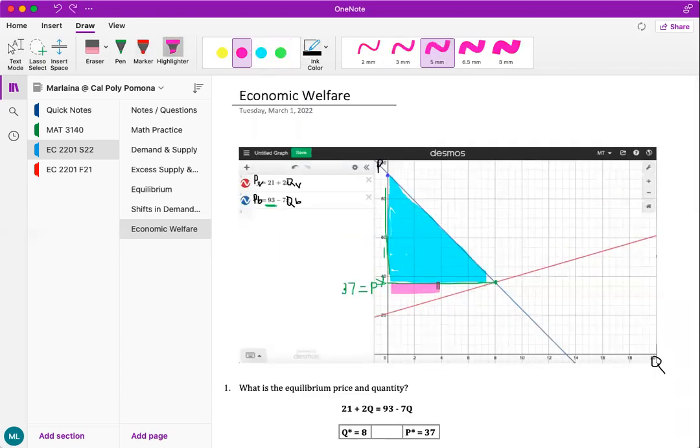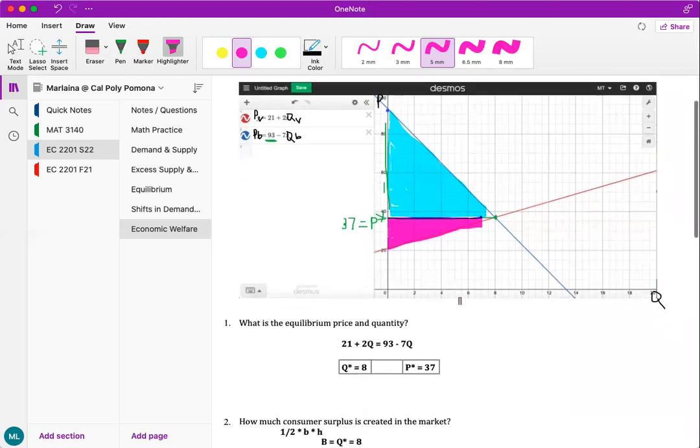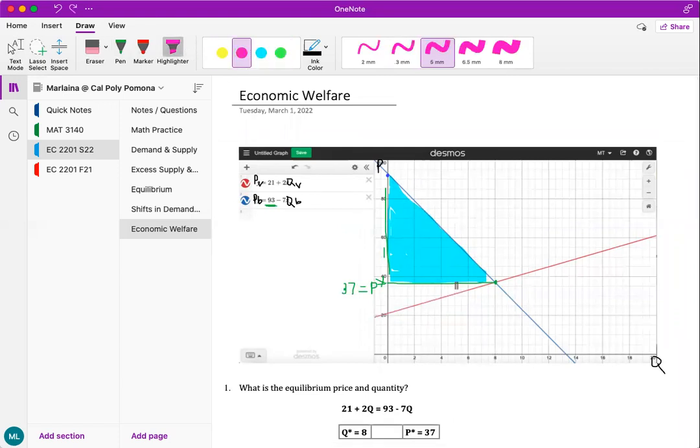And so we're going to fill in this triangle. I'm going to try and get all the way to the corner there. And so the area of that little triangle there is going to give us our producer surplus. And so again, we have our base. Let me try and draw it a little bit more clearly within the lines real quick. Okay.